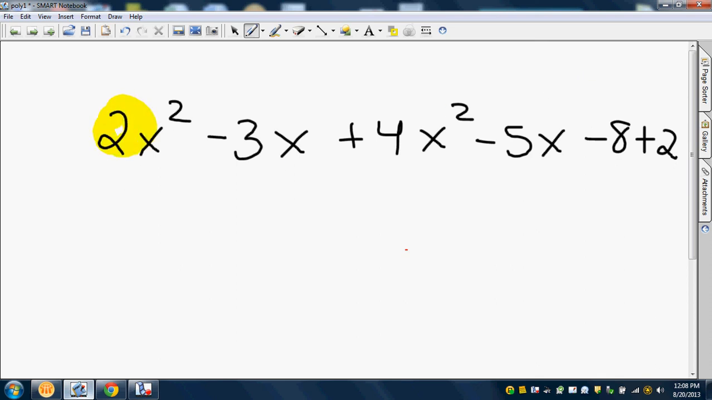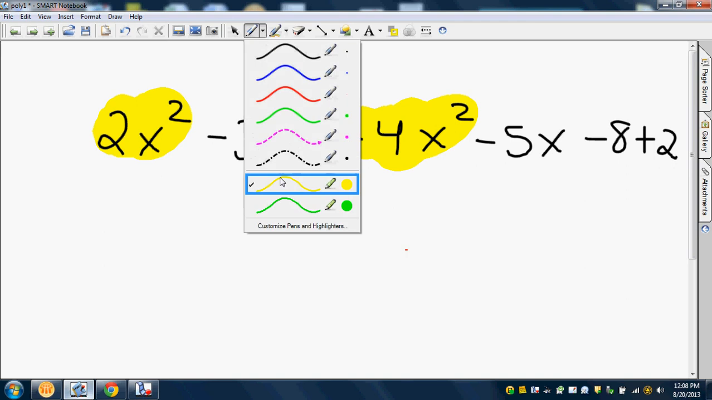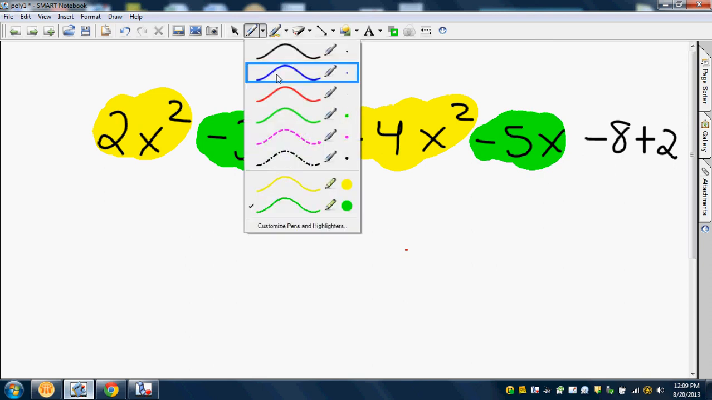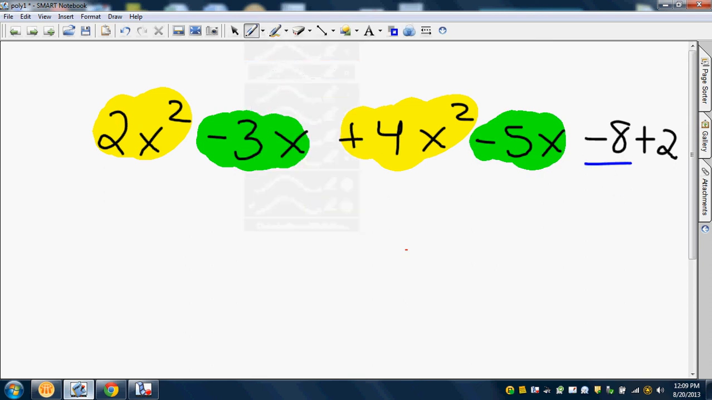Okay, so these have a like term of x squared. So these are my like terms, and I'm going to go ahead and highlight the sign that's before the number just so I know that the sign goes with the number. This does not have a like term because it has to be to the same power and it has to have the same variables. So that's going to have different like terms. So I'm going to go ahead and highlight this and highlight this, because those in green, those are like terms. And then I'll just use blue to underline this and to underline that.